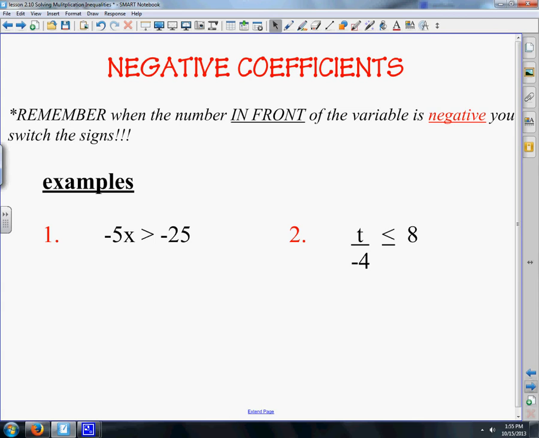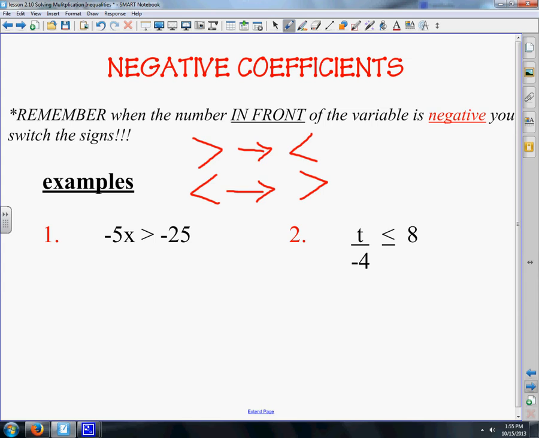Now, sometimes we have negative coefficients, and this is the only difference from solving equations. When the number in front of the variable, which is called the coefficient, is negative, you have to switch the signs. That means you have to flip the inequality sign. If it's greater than, you're going to switch it to less than. If it's less than, you're going to switch it to greater than. Only when the coefficient is negative. So let's look at some examples.